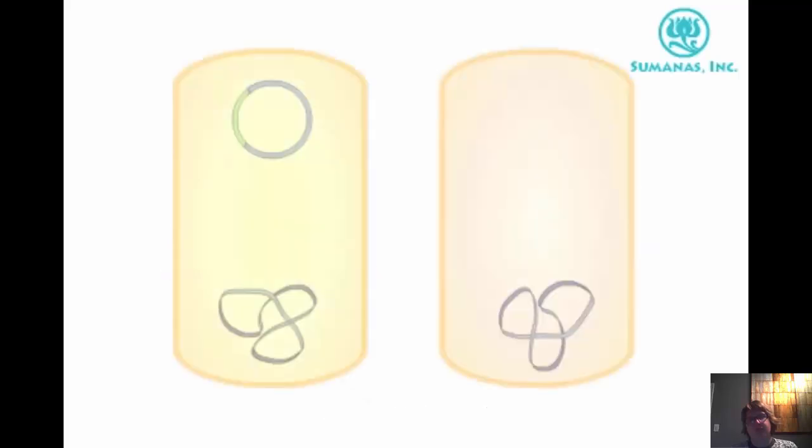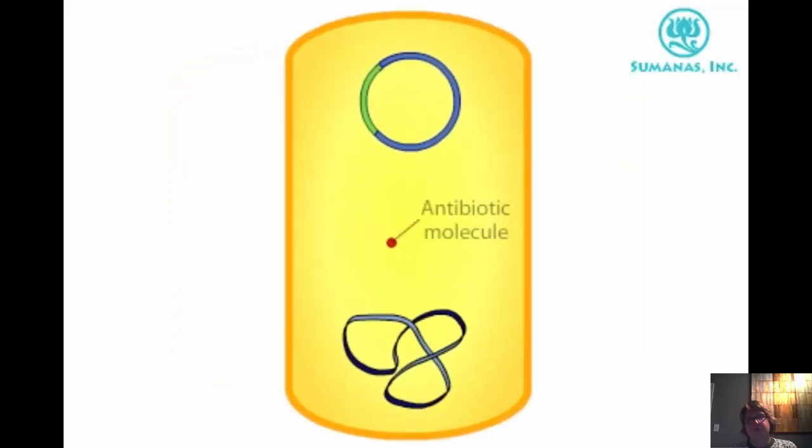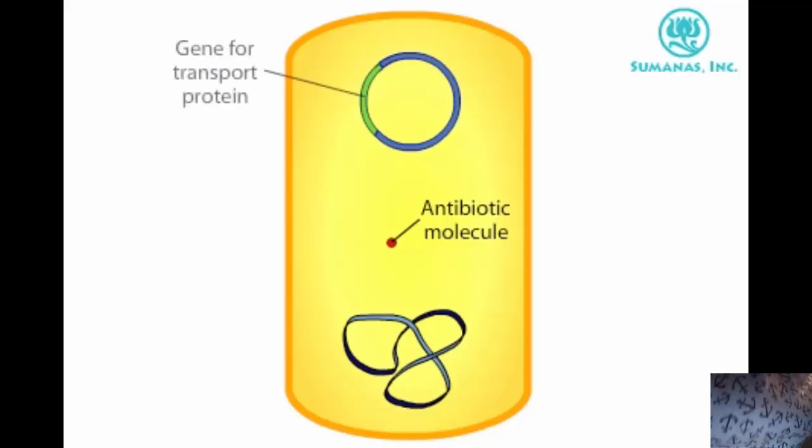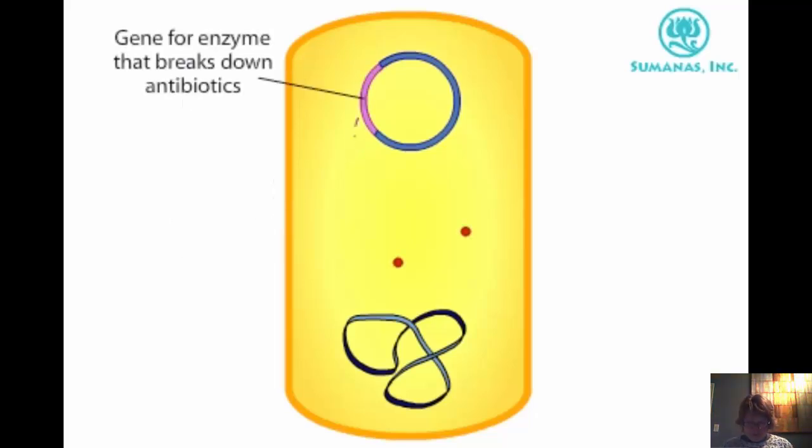The easiest way of spreading resistance is when the resistance gene is located on a loop of DNA called a plasmid. We've already seen how resistance can occur when the antibiotic's target, such as a ribosome, changes. However, other antibiotics work by different mechanisms. In another type of resistance, a gene might code for a transport protein that pumps antibiotics out of the bacterial cell, preventing the antibiotics from harming the bacterium. In another type of resistance, a gene might code for an enzyme that breaks apart antibiotic molecules.